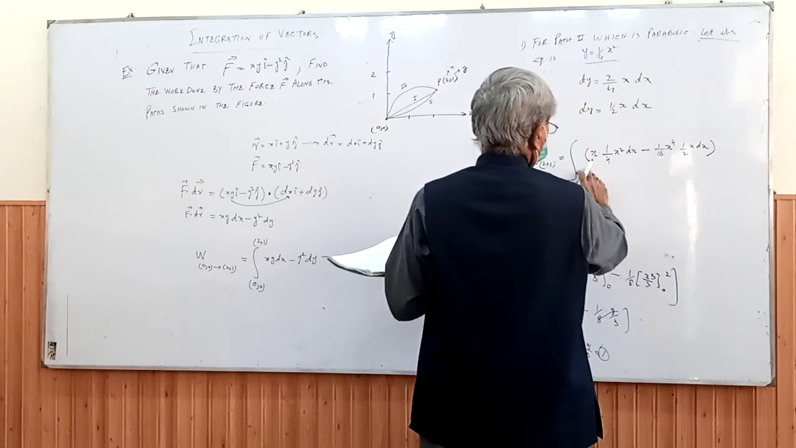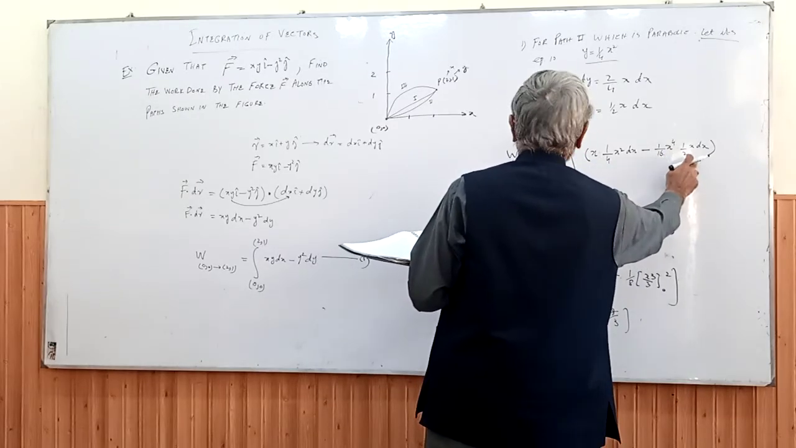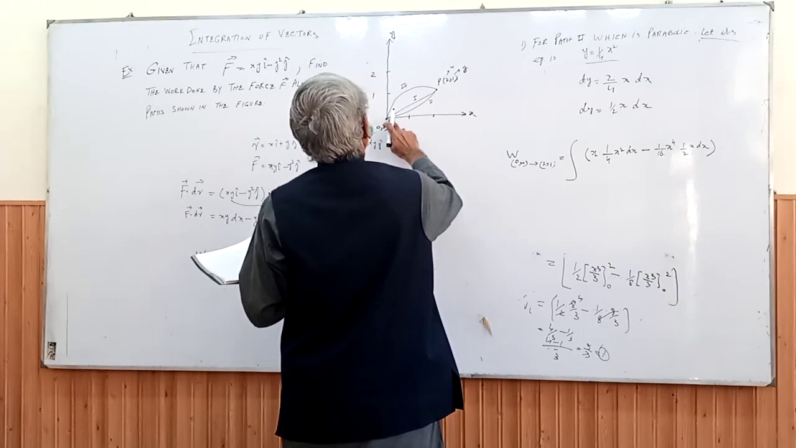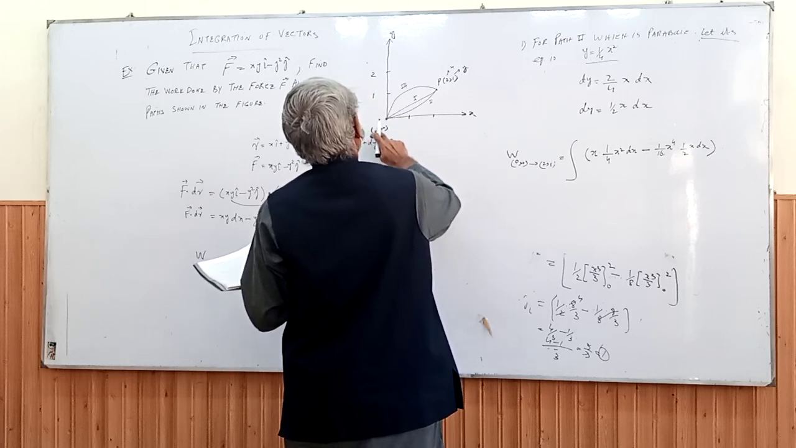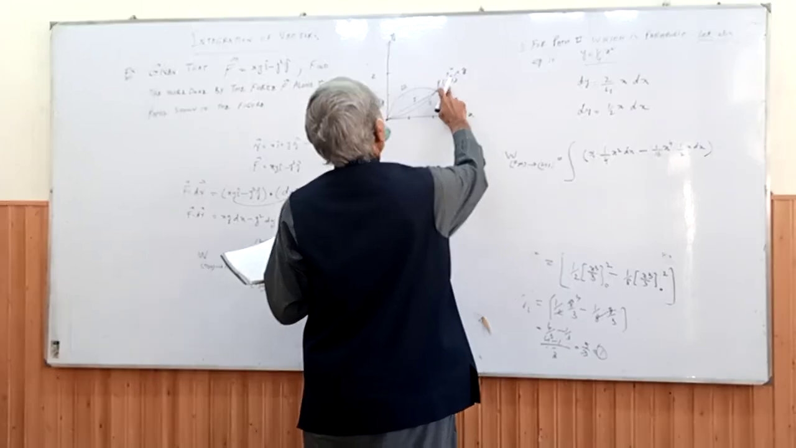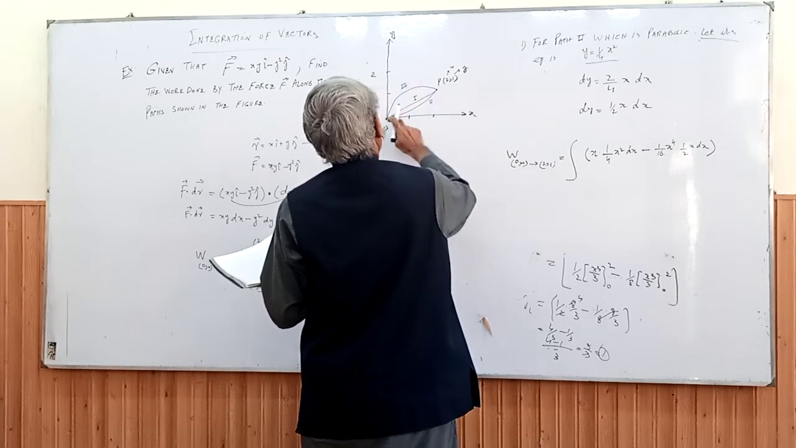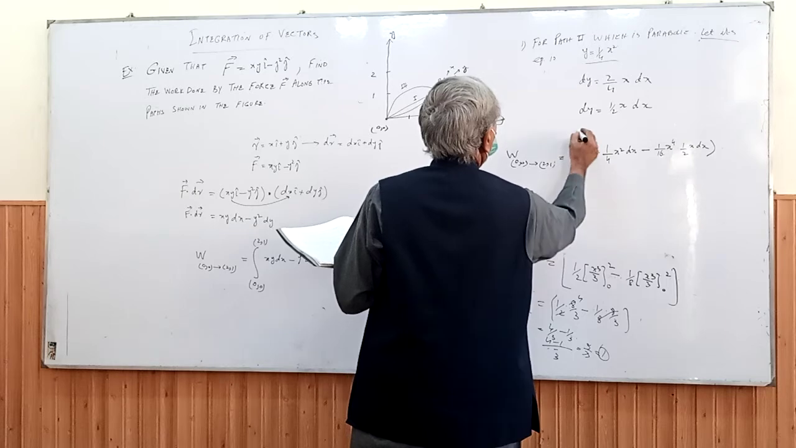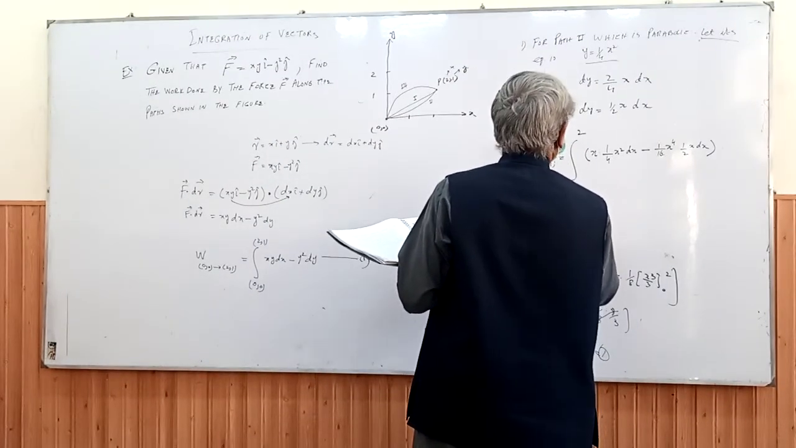And since everything is in terms of one variable, that is x, the particle is going from the point 0, 0, where the value of x is 0 and the value of y is 0, to a point where the value of x is 2 and the value of y is 1. But the path is this one, we have converted it. So there will be one limit from 0 to 2. And the remaining problem is easy.